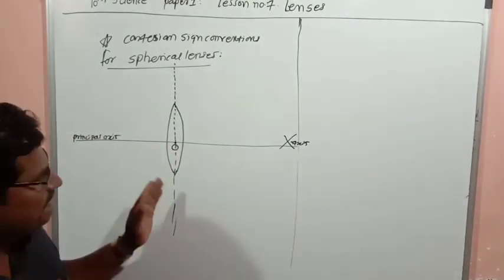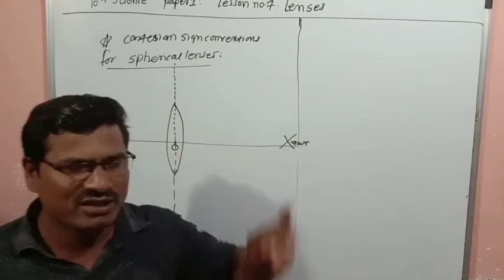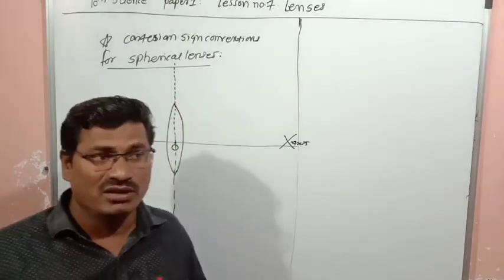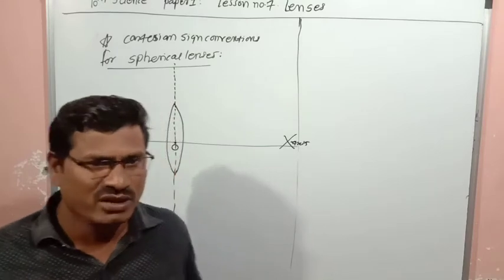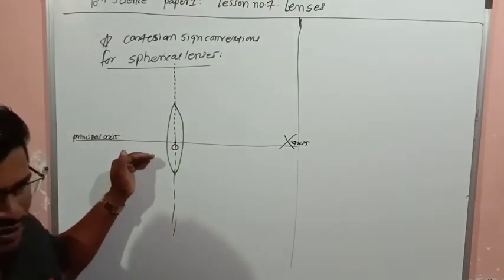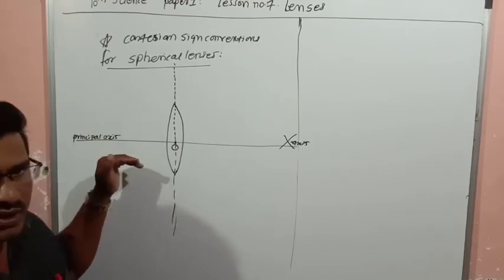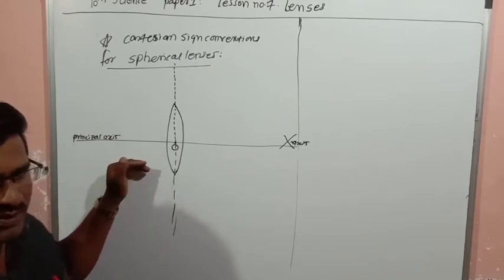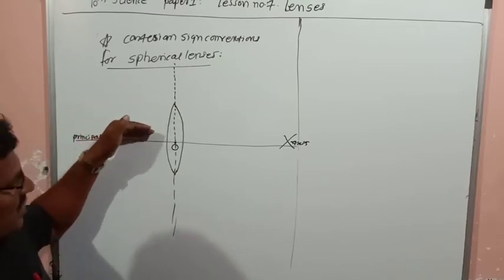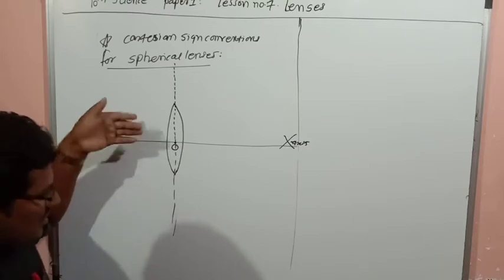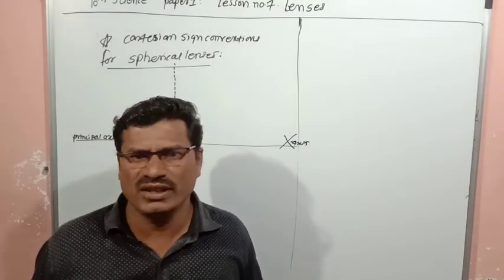Distances to the right of the optical center are taken as positive. Distances to the left of the optical center are taken as negative. Distances perpendicular to the principal axis, above the axis, are taken as positive, and distances perpendicular to the principal axis below are taken as negative.